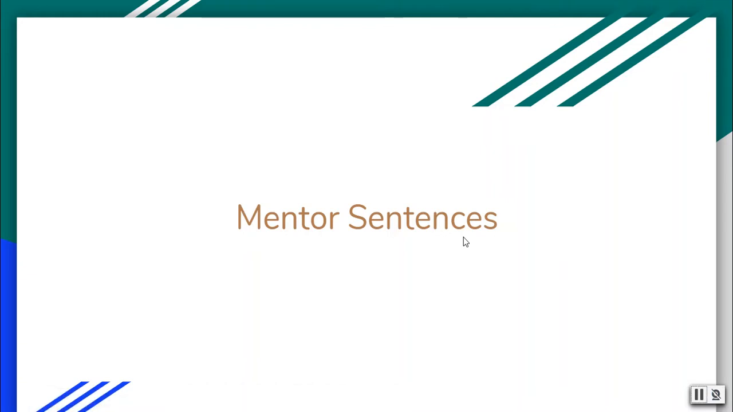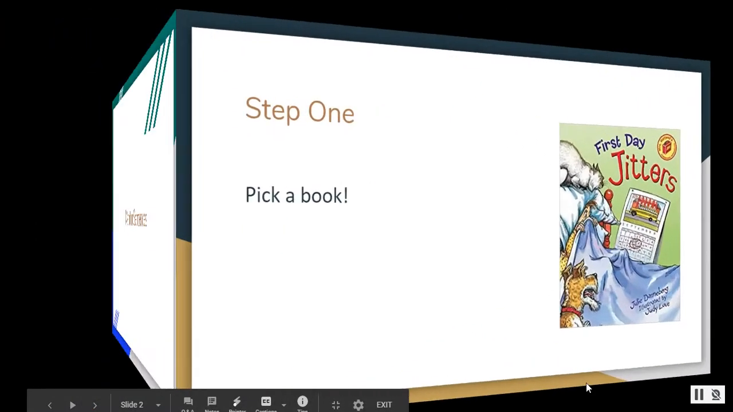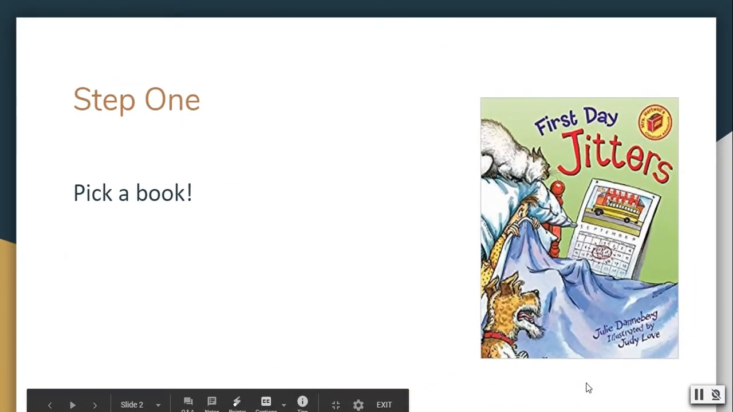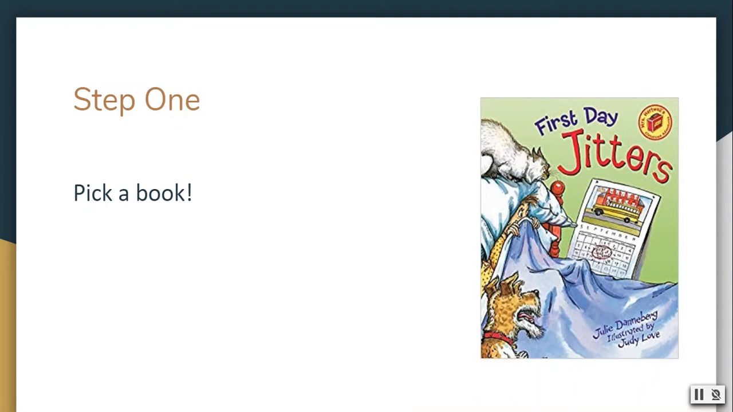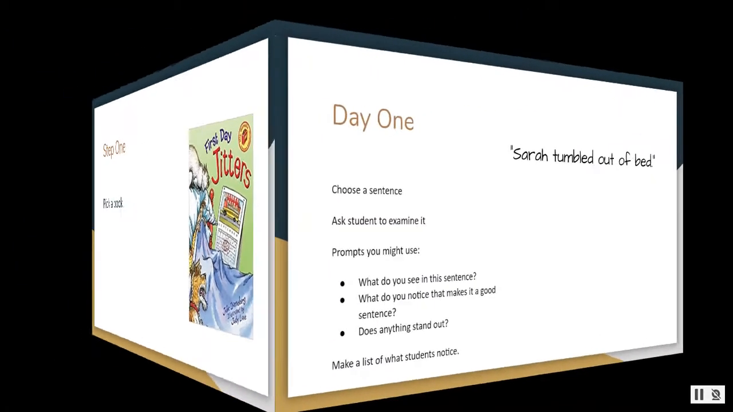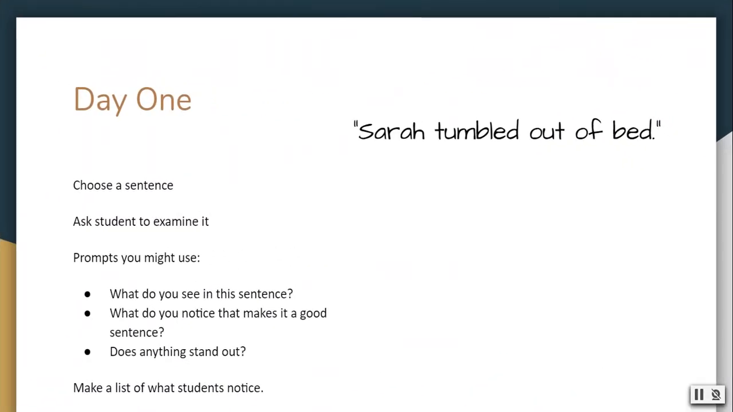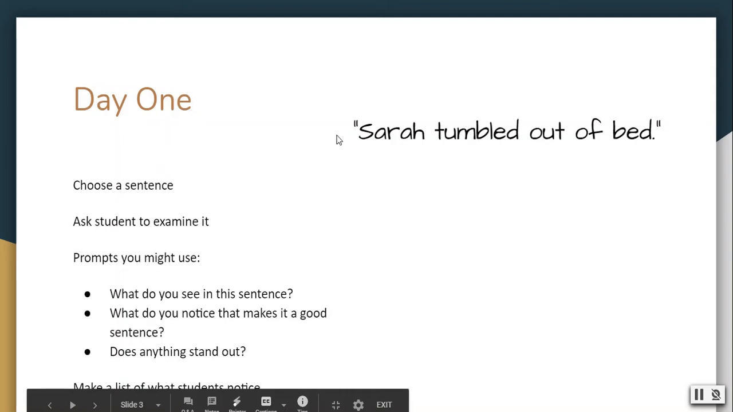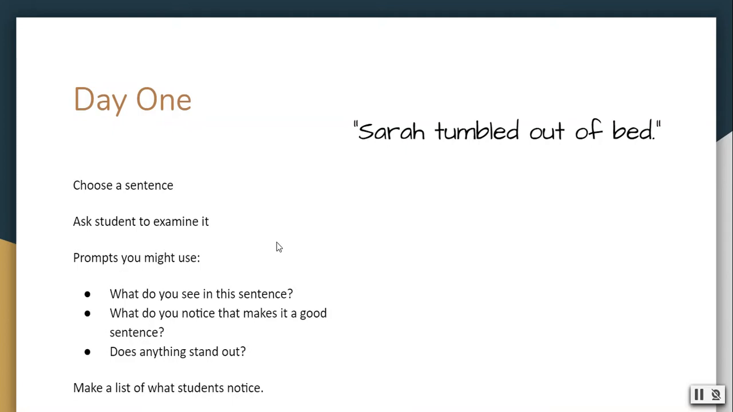So in order to teach with mentor sentences, the first thing we need to do is pick a book. I picked the book First Day Jitters, which is such a cute book. If you've not read it, I'm pretty sure it's in the library, so whenever our quarantine is lifted, you can go check it out. First you pick a book, then you choose a sentence from the book. I chose the sentence, Sarah tumbled out of bed. And you ask your students to examine it.